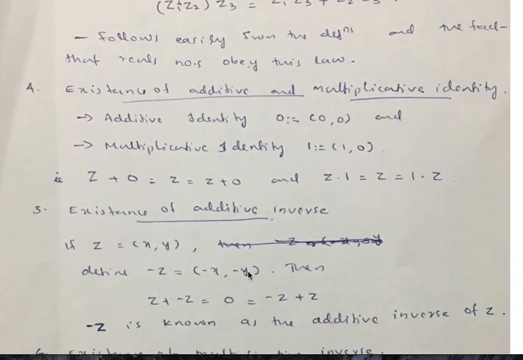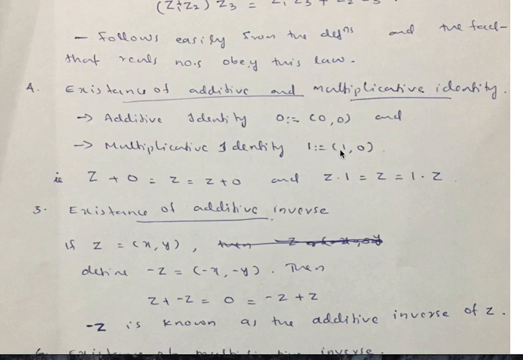Okay, now the identity for addition is 0, which is defined to be (0, 0), and the multiplicative identity is 1, which is defined to be (1, 0). Okay, don't get confused.